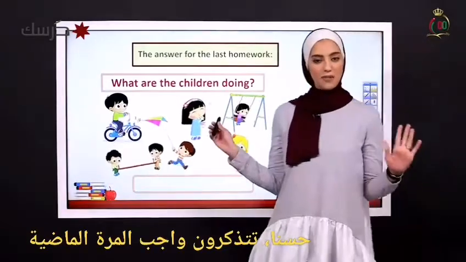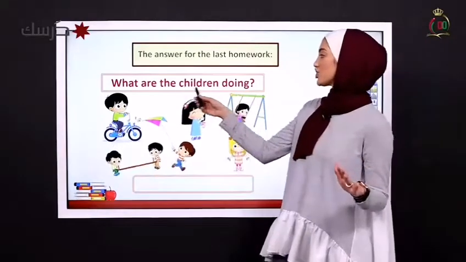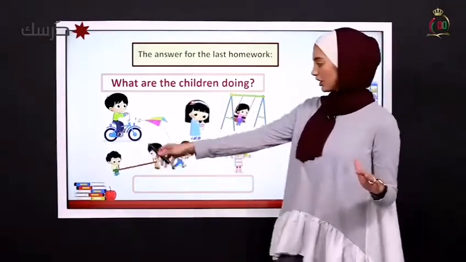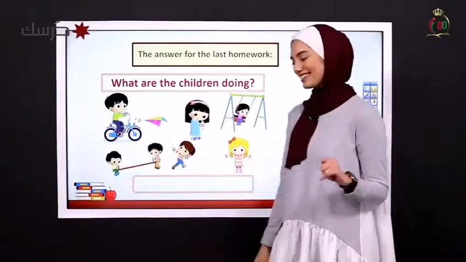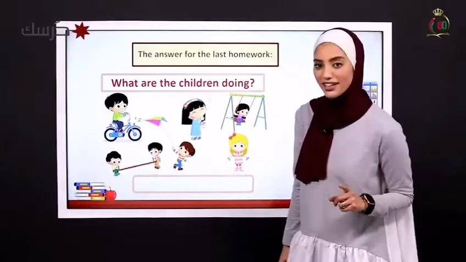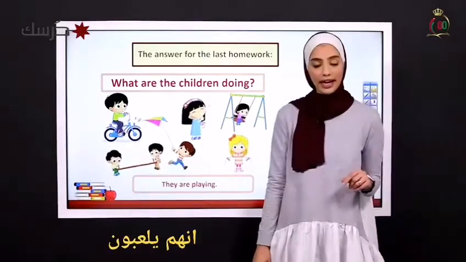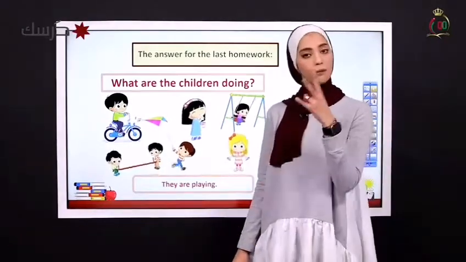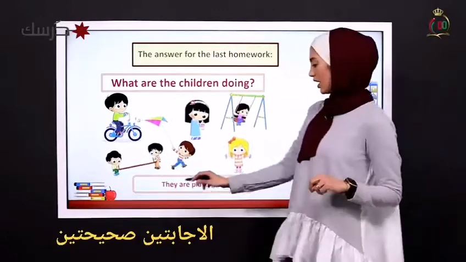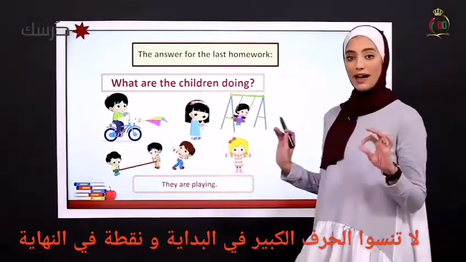Okay, remember your homework from last time? The question was, what are the children doing? Look carefully. What are the children doing? Full sentence, remember? Super job. They are playing. You can also write the children are playing. Both are correct. They are playing. Capital letter, full stop at the end, okay?